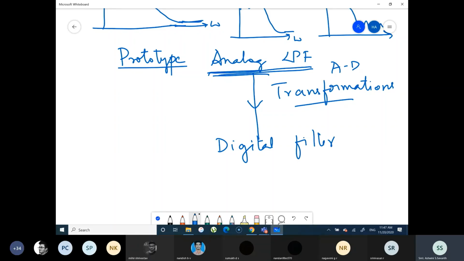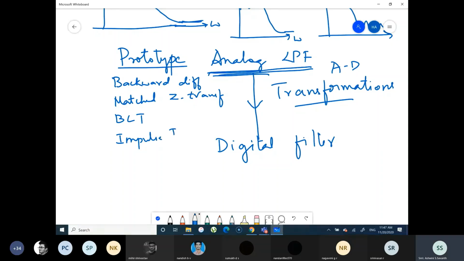So basically there are four kinds of such transformations. We have the backward difference method, then the matched Z transformation, then the bilinear transformation, BLT, and the impulse invariant transformation.